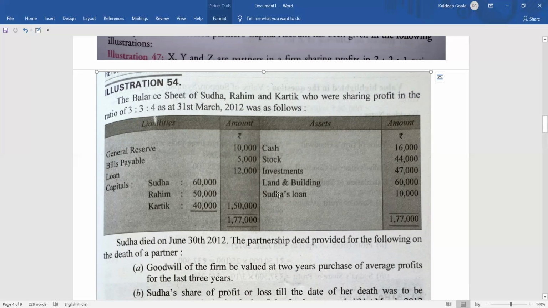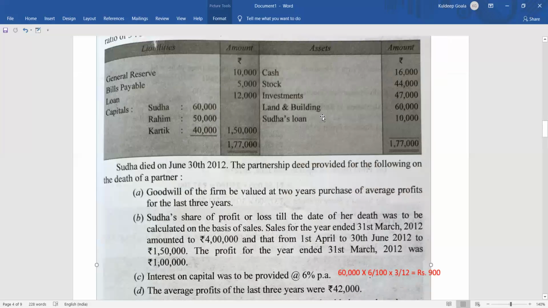Now in the asset side, we have got one more item, that is Sudha's loan 10,000. If it is an asset of the business, that means the business has given the loan to the partner. Okay, try to understand. If partner related loan is standing in the asset side of the balance sheet, that shows that business has given loan to the partner. So if the business is giving loan to the partner, it means that partner will return it back, and if nothing is mentioned, we will adjust directly from the capital. So this will be deducted from the capital.